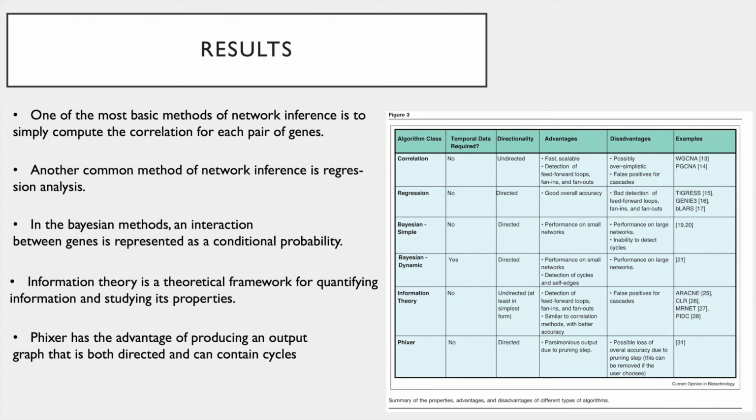As we can see, most algorithms have advantages and disadvantages. Correlation algorithms are fast, scalable, and have good detection of feed-forward loops. Regression has good overall accuracy. Bayesian simple and dynamic perform well on small networks and also in the detection of cycles. Information theory has detection of feed-forward loops, fan-ins and fan-outs, similar to correlation methods but with much more accuracy. And Pfizer has a good setup for output and is also available for research.